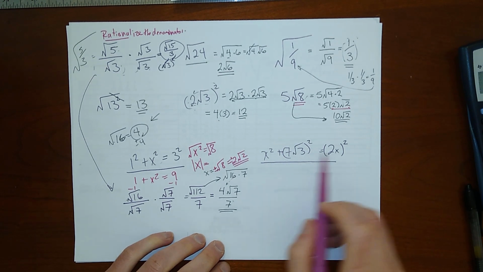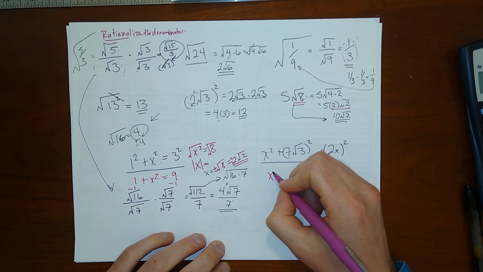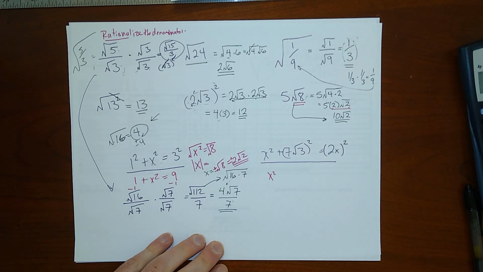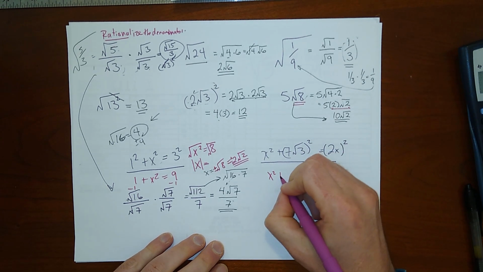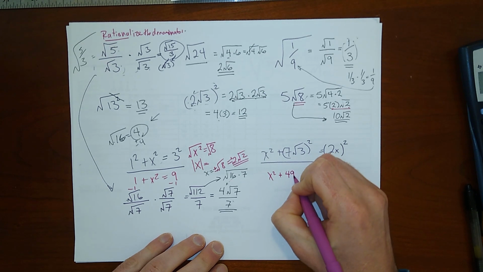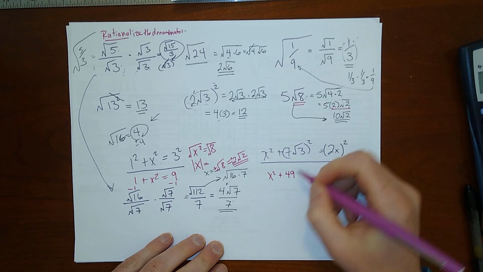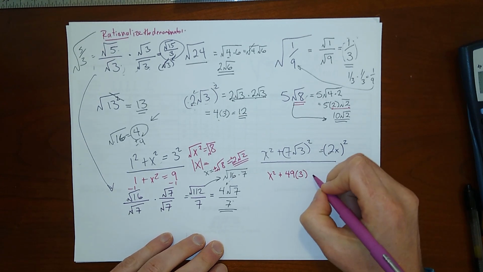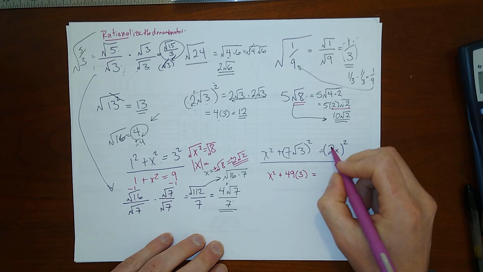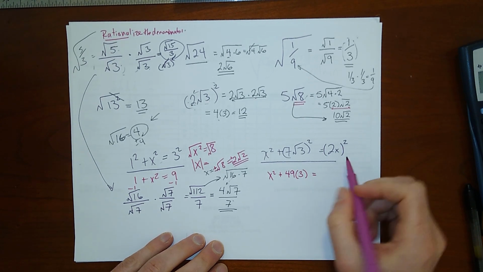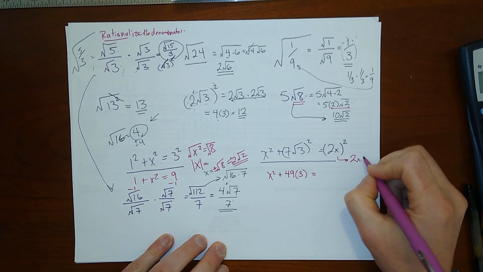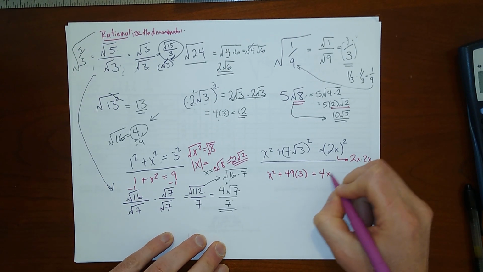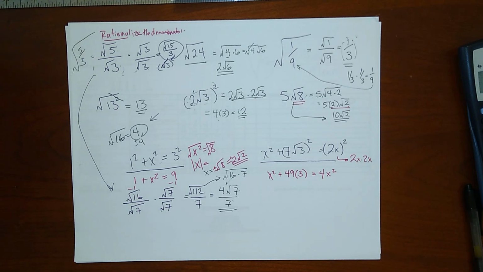Okay, last example. X squared is just x squared. 7 root 3 squared is this type of situation that we had here. So we square the first part of the term, 7 squared is 49, and we square the second part of the term, and we multiply those. Root 3 squared is 3. And then over here we're going to square everything in here, which means this is 2x times 2x. 2 times 2 is 4. X times x is x squared. So this is 4x squared.